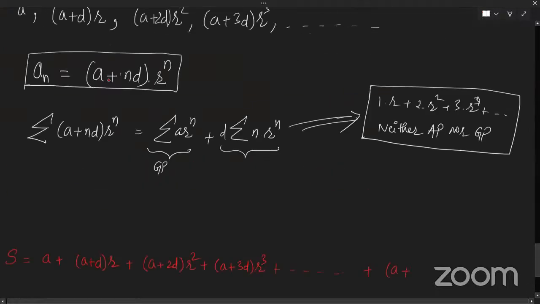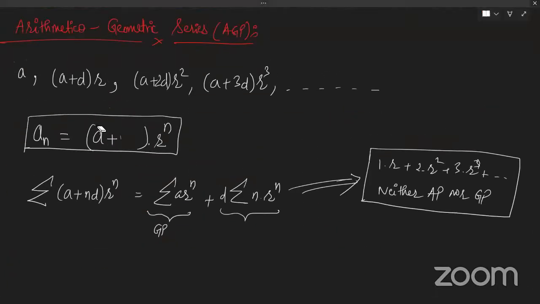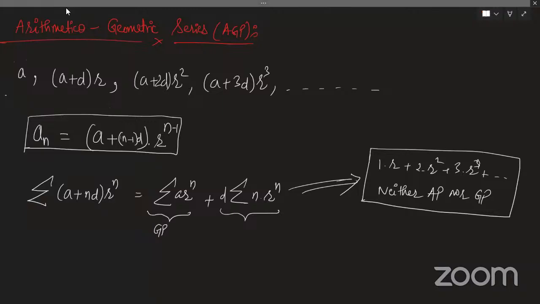Just a second. I think we have made an error here. It should be n minus 1 into d, and this should be r raised to n minus 1. Because if it is the second term, my r power is 1. So it should be n minus 1 in place of n.